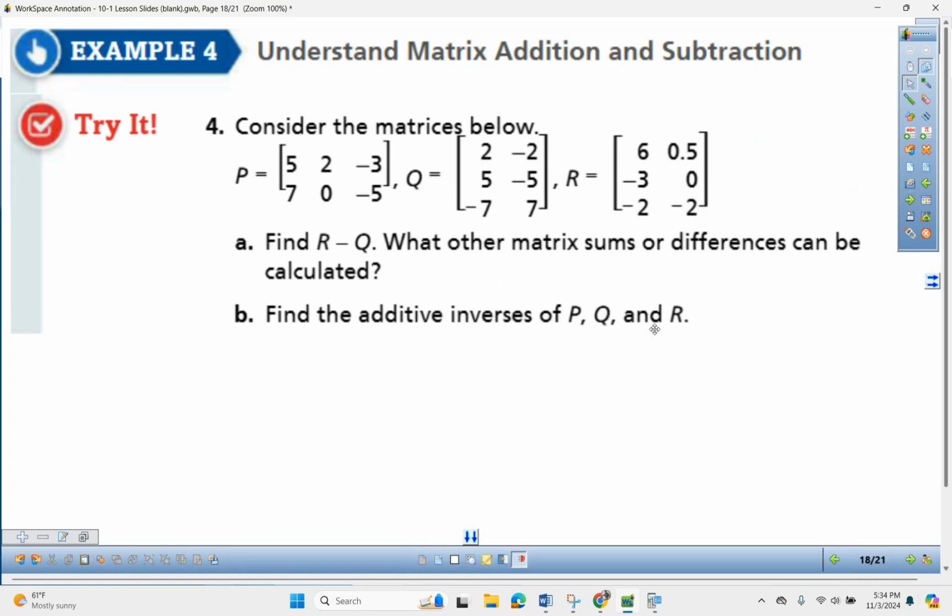Here's example 4, try it. It says consider these three matrices, and they use P, Q, and R, nothing special. It says find R minus Q. What other matrix sums or differences can be calculated? Then it says find the additive inverses of each one of those. So it means to take each one and write a matrix that's the additive inverse of the previous one. Okay, what they gave you. So take a pause and work on that real quick.